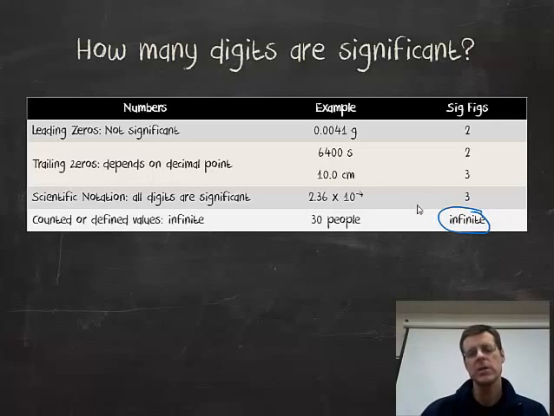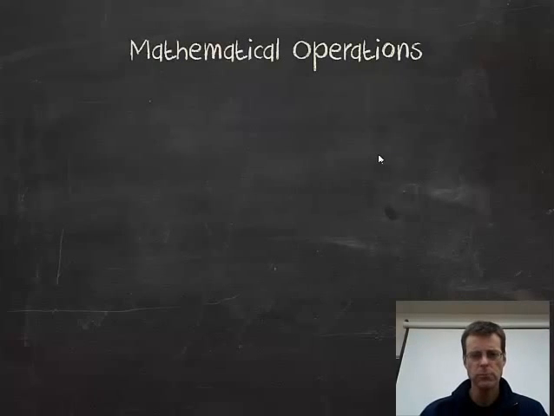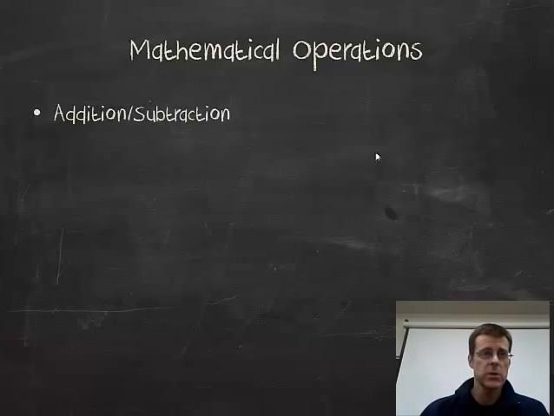And the reason that's important is every once in a while we're going to be doing mathematical operations involving both measured values and exact values. So we want to only consider the significant digits of the measured values. Well, what kinds of mathematical operations do we do, and how do we handle significant digits when we are doing them? There's 2 types: addition, subtraction, and multiplication, division.